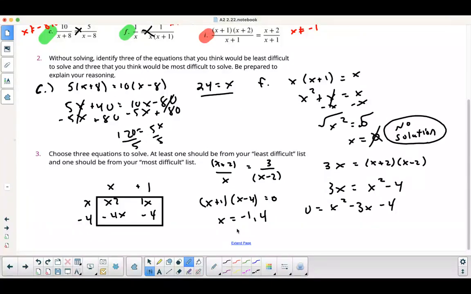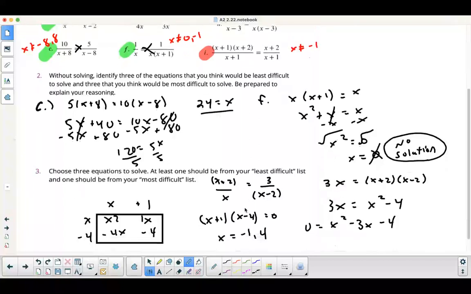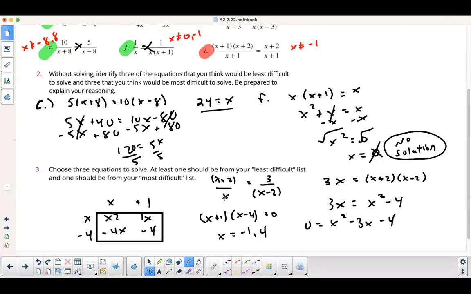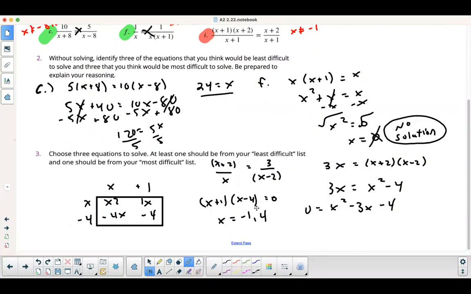Okay? Now, I also want to plug them back in. This was my original. If I plug in the negative 1 here, it works. If I plug in the 4 here, it works as well. I get 6 over 4, which reduces to 3 halves, and if I plug it in here, I get 3 halves. Same thing with the negative 1. It works. I get negative 1 and negative 1 when I plug them in.